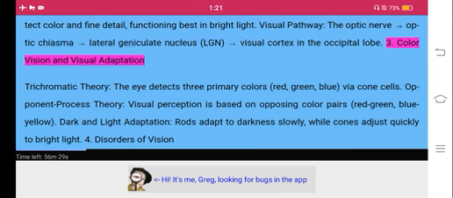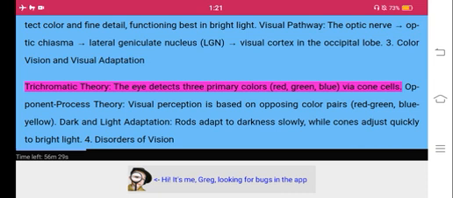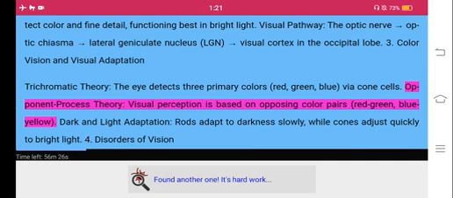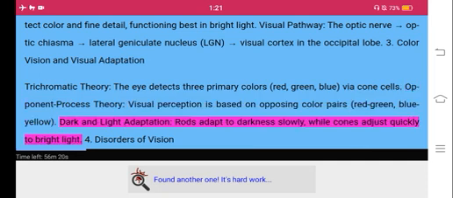3. Color vision and visual adaptation. Trichromatic theory, the eye detects 3 primary colors, red, green, blue, via cone cells. Opponent process theory, visual perception is based on opposing color pairs, red-green, blue-yellow. Dark and light adaptation, rods adapt to darkness slowly, while cones adjust quickly to bright light.